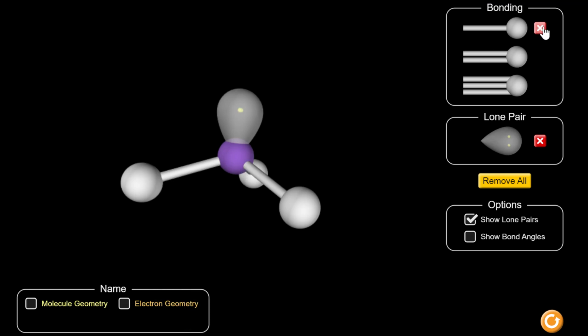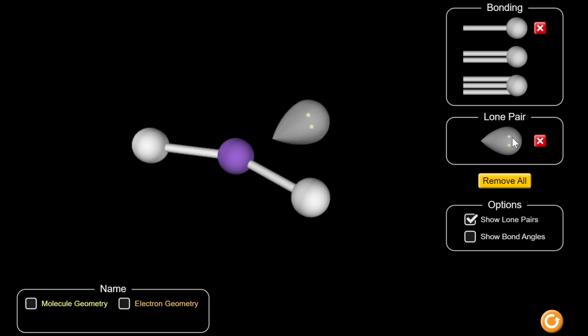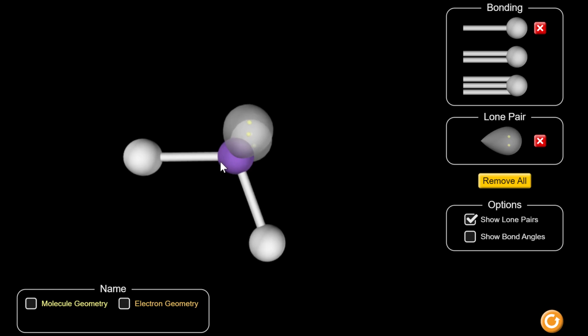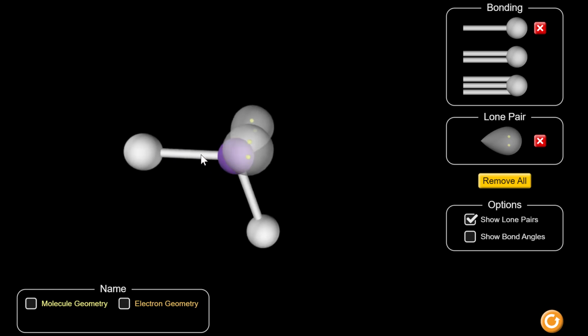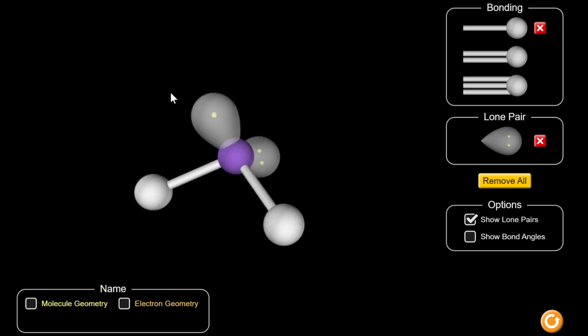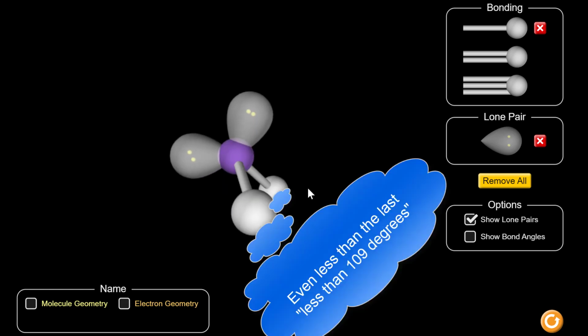We could also take away another bonded pair and replace it with another lone pair. Okay? This gives us a different geometry. It's no longer trigonal. Now it's bent again. But notice that this version of bent has two lone pairs instead of three lone pairs.